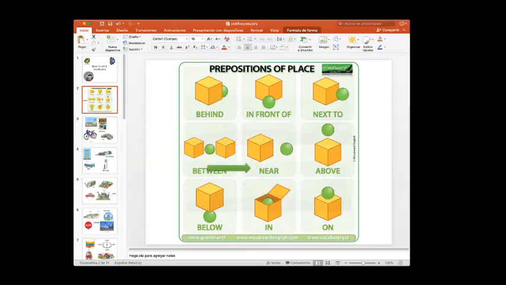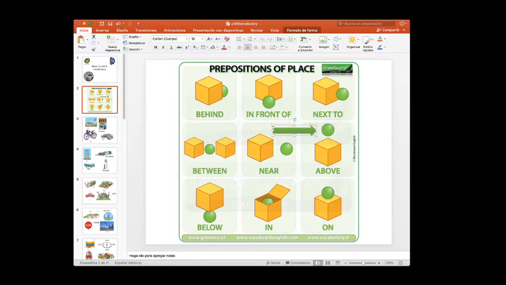Near. Okay. The ball is near because there is a space between them. Near the square. Okay. Above. The ball is above the square. Below. The ball is below the square.